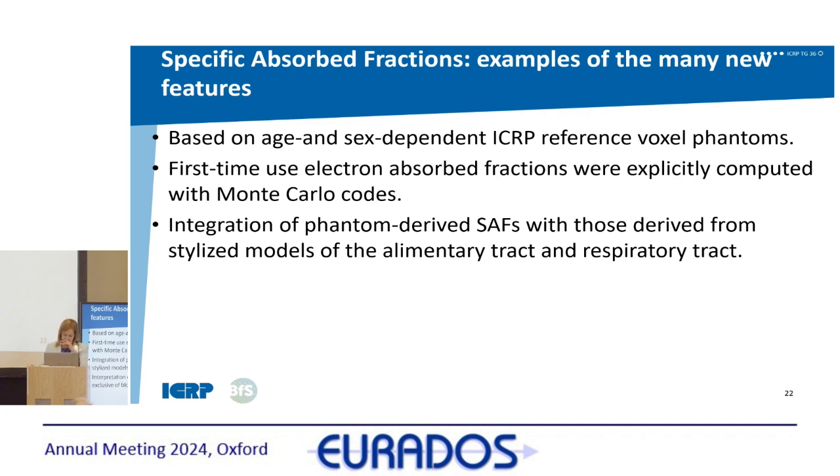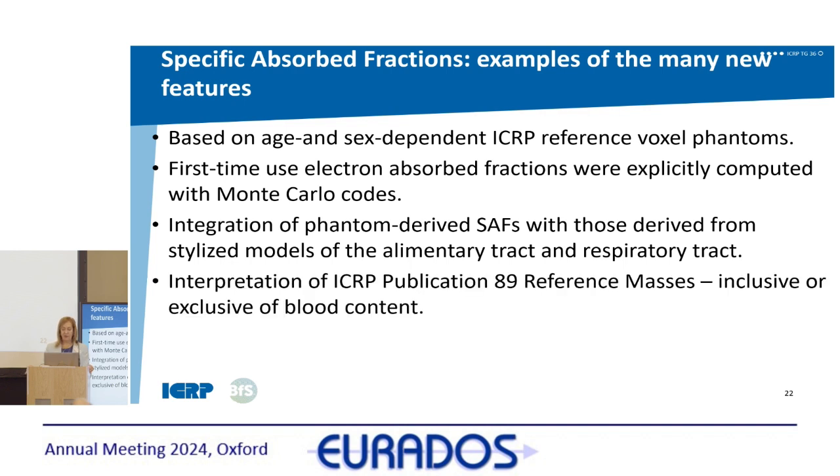Another novelty is the interpretation of the reference masses. Now the reference masses that have been published in Publication 89 are interpreted as being exclusive of the blood content. So now they're interpreted as exclusive of blood content, and the blood content had to be added.